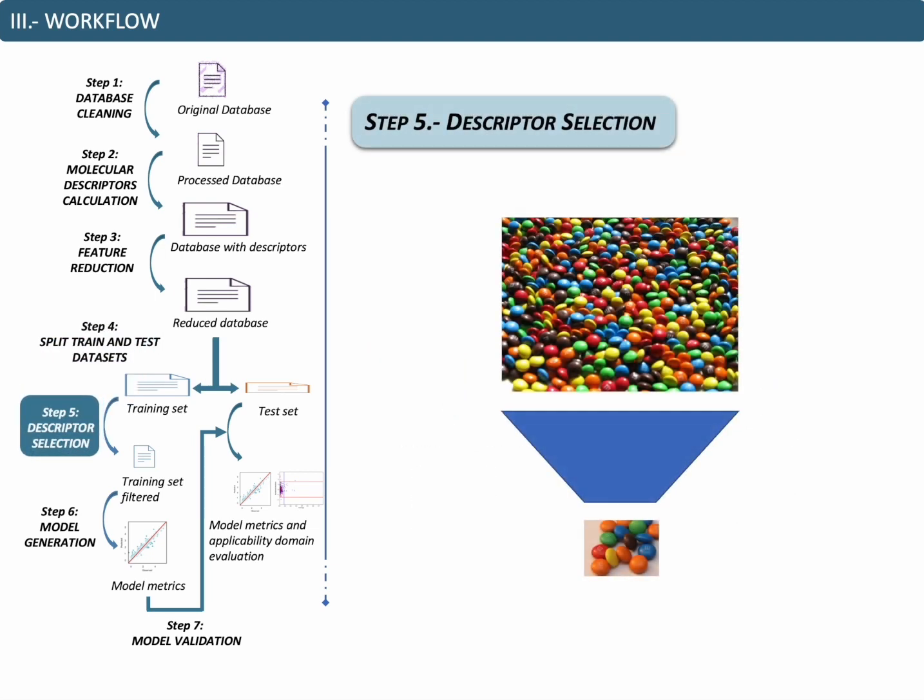Step 5. Descriptor selection. Among all molecular descriptors, those that are most correlated with the experimental values should be selected. The ones that best represent the studied property for the training group are selected using different statistical filters.